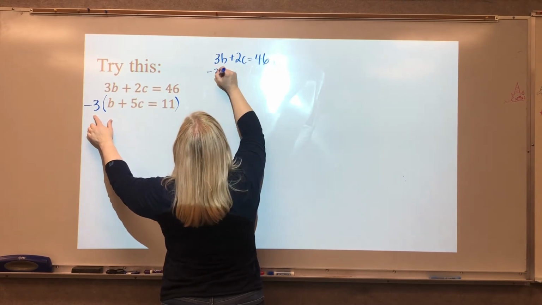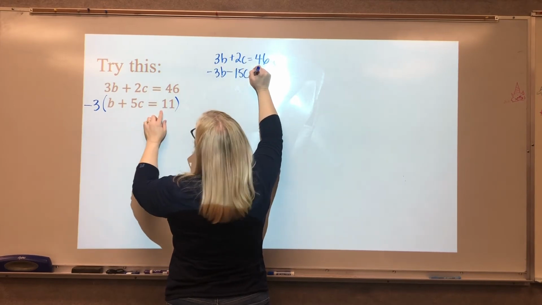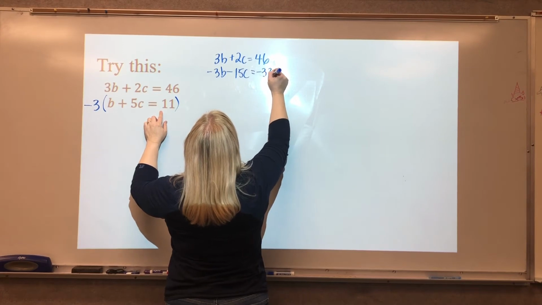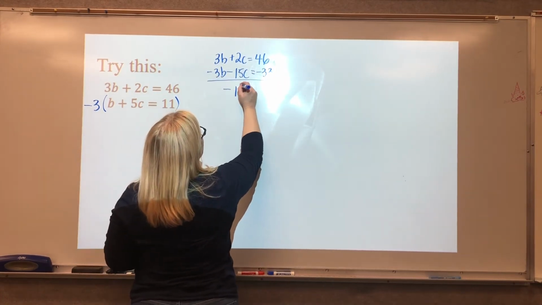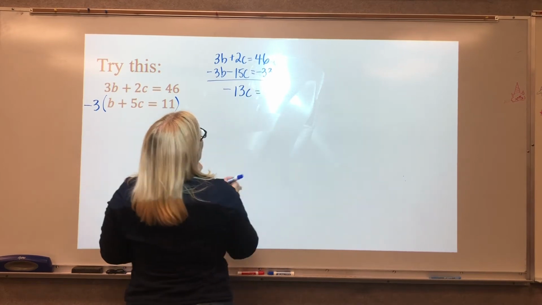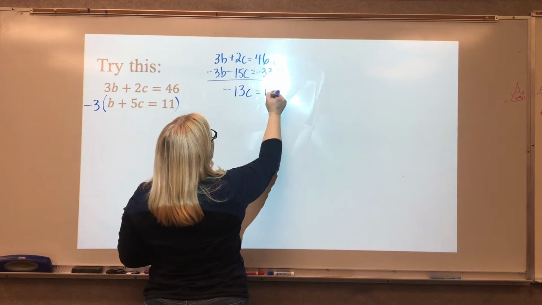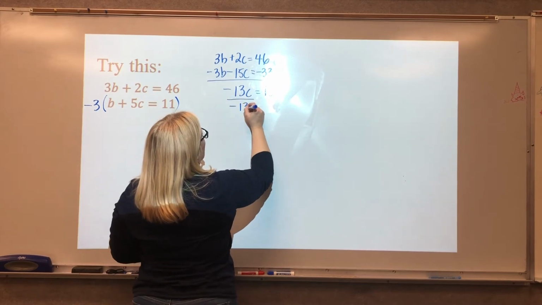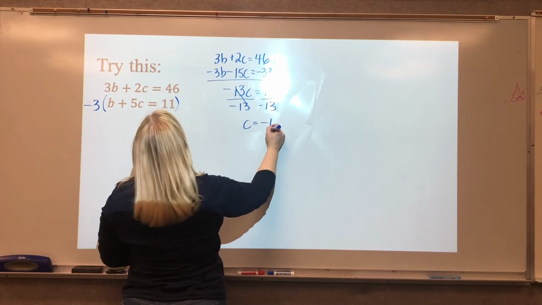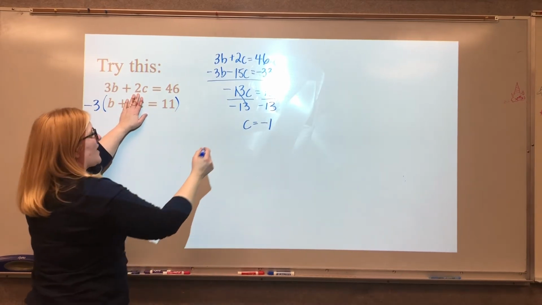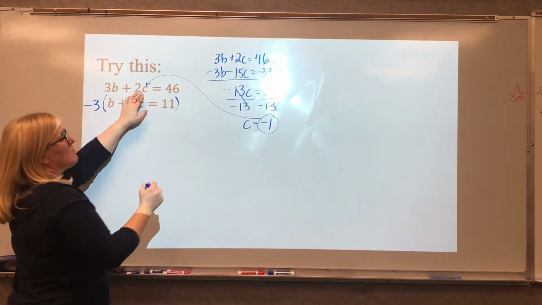So this is -3b minus 15c equals -33. Okay, so now I have -13c equals 13, divided by -13. C equals -1. So now I'm going to plug it back in. I'm going to take this. Again, it doesn't matter which one.